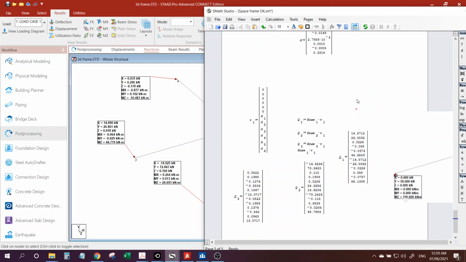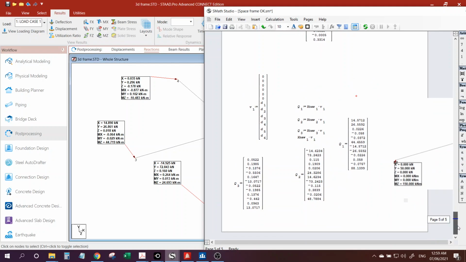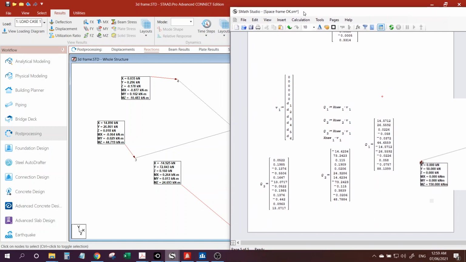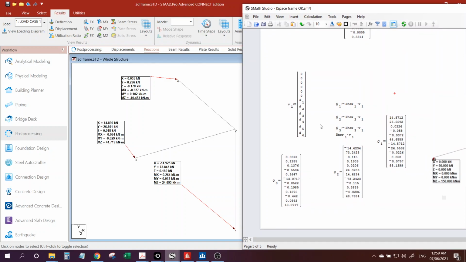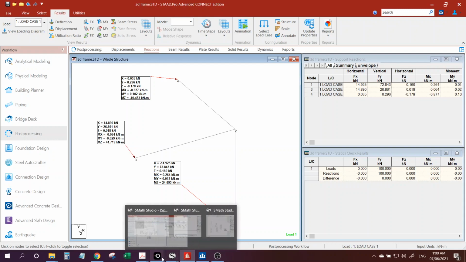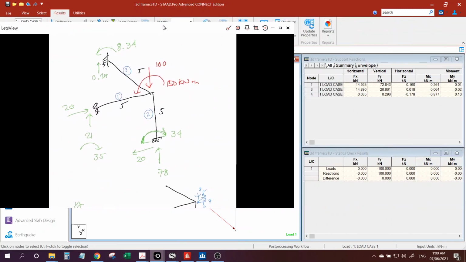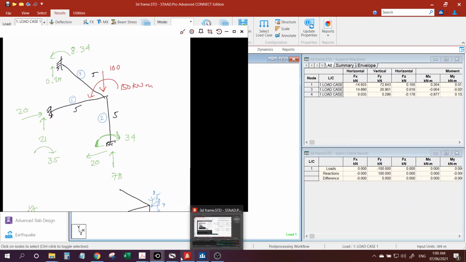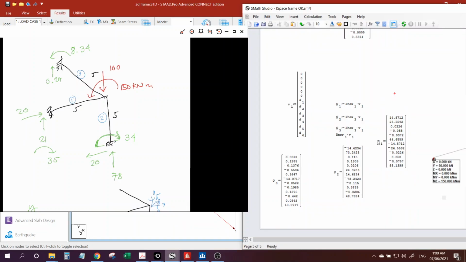Okay, so that's how you analyze a 3D space frame member, which is the default stiffness matrix that STAAD is actually using in all line elements. If we translate that as forces, that's what we get. This one.